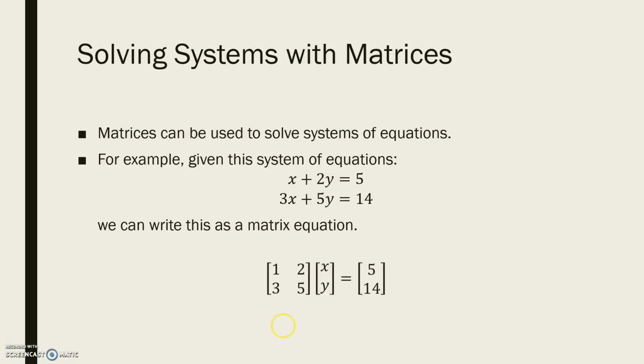Now, my numbers are coming from the following places. The 1 is coming from the coefficient of x, 2 is the coefficient of y, 3 of x, 5 of y. So notice that the first column are my x coefficients, and the second column are the y coefficients. We have this little matrix here of x, y, and all that means is that these are the two variables we're solving for. If you're solving for a and b, you'd put in a, b. It's just defining that those are the variables we're solving for. And then we've got 5, 14.